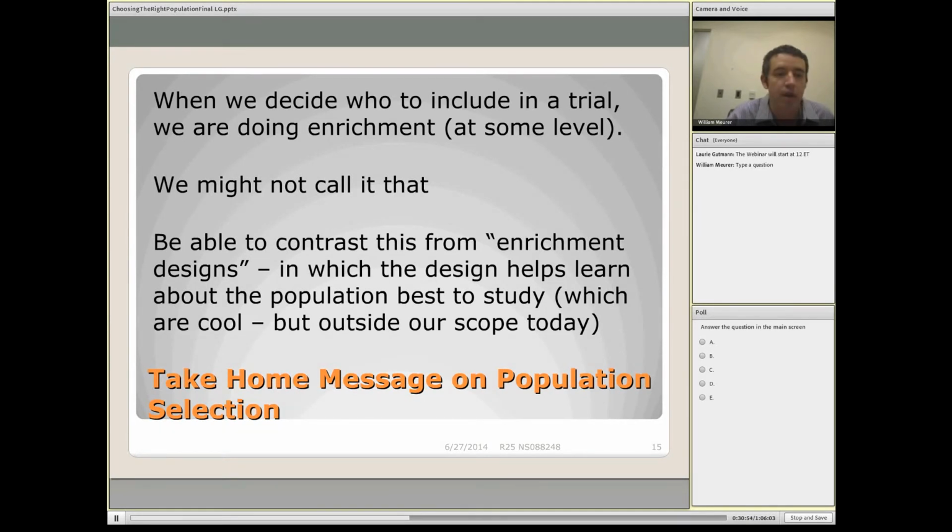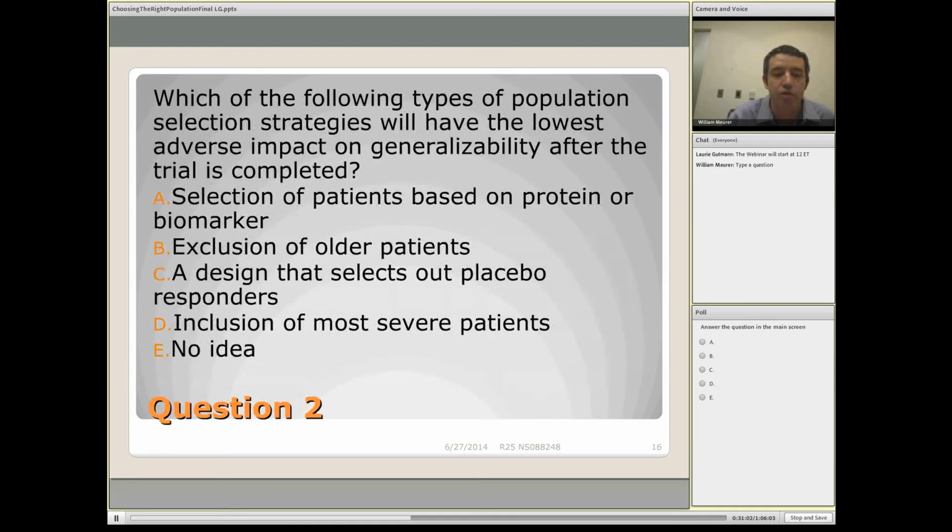All right, so here is our next question. Which of the following types of population selection strategies will have the lowest adverse impact on generalizability after the trial is completed? Selection of patients based on protein or biomarker, exclusion of older patients, a design that selects out placebo responders, inclusion of most severe patients, or no idea.